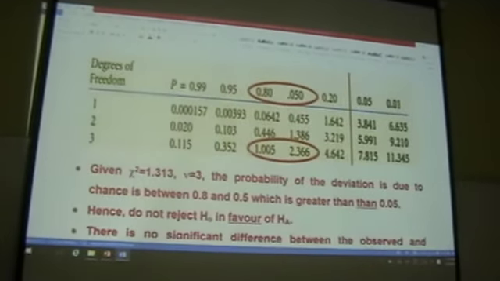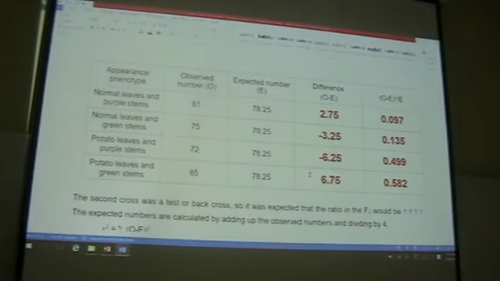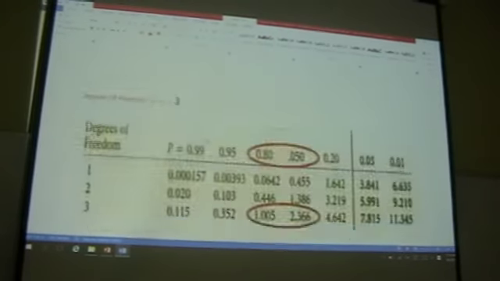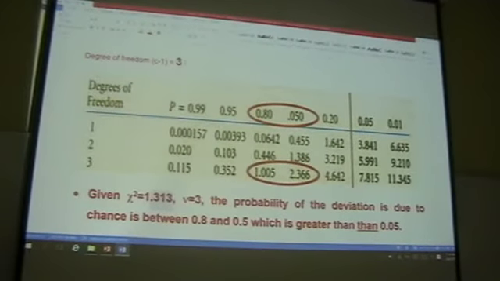What is the chi-square value after you calculate? Do you know how to calculate the chi-square value or not? Add all these together. It's the summation of this. So your chi-square value is 1.313. Degree of freedom is 3.